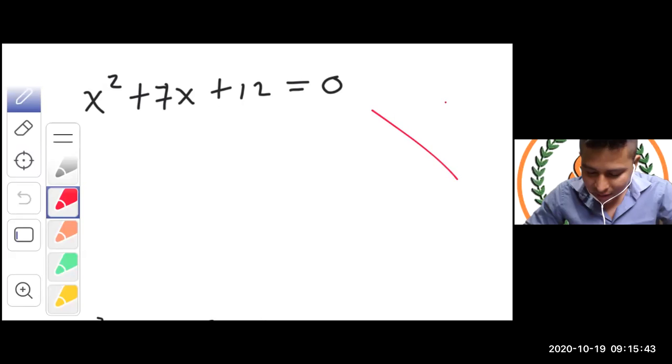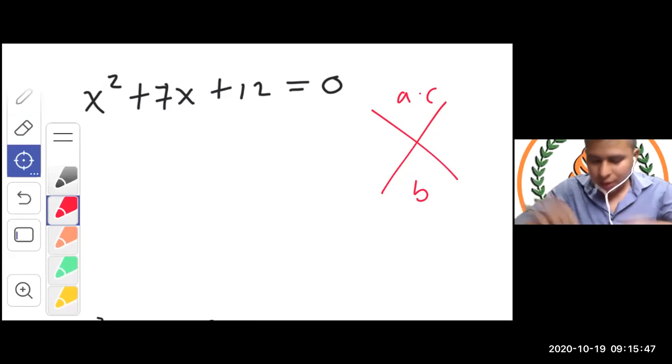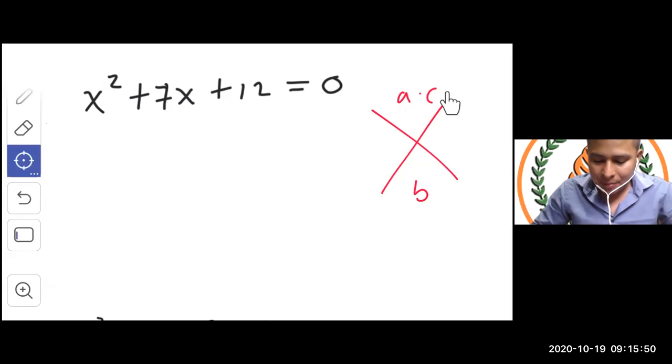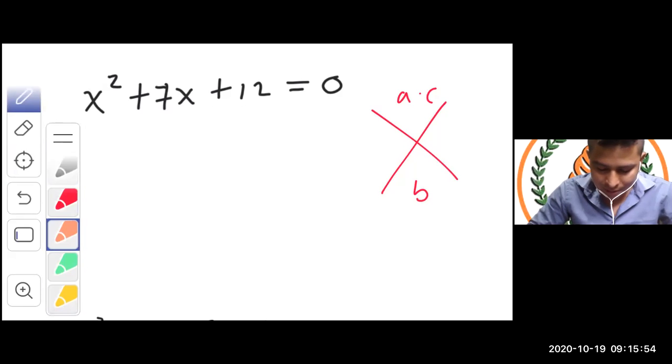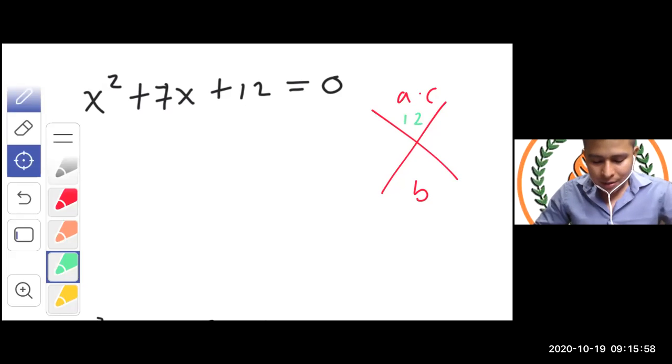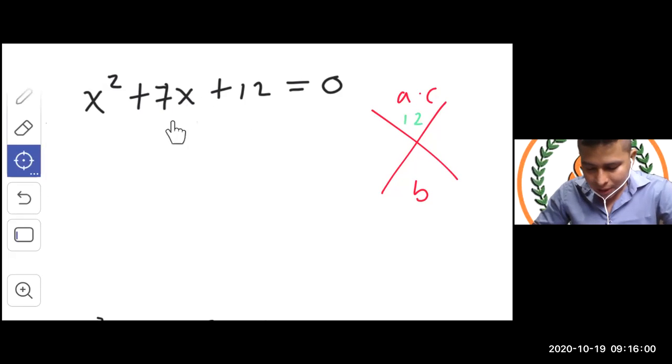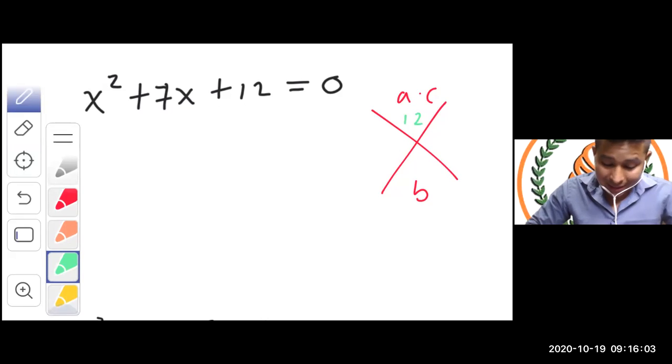Okay, let's put A times C. Do you remember? And here B. Let's put this information. What is A times C? 1 times 12. What is that, guys? 1 times 12? That is 12. Excellent. And what is B? A, B, C. B is going to be 7, right?